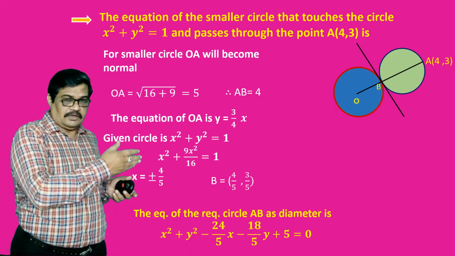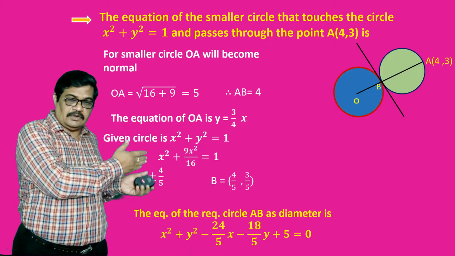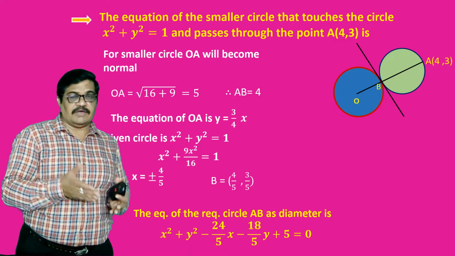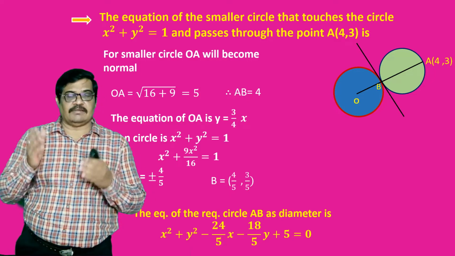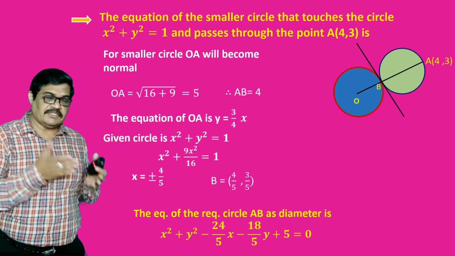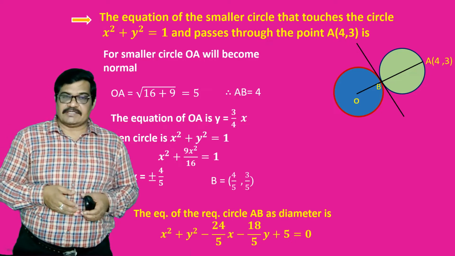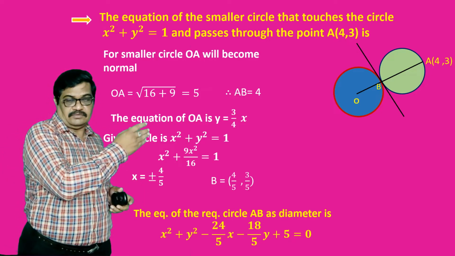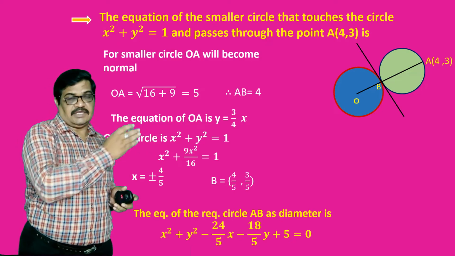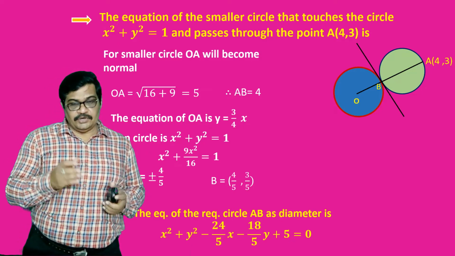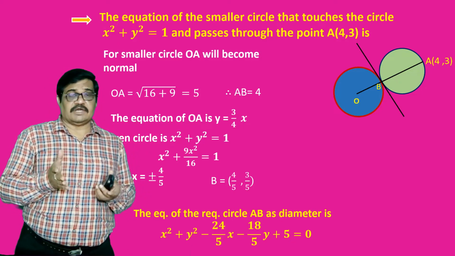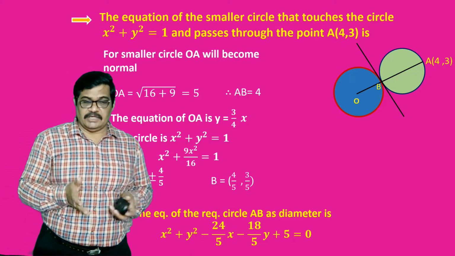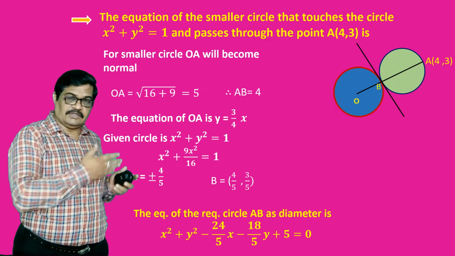Firstly, we have to say that OA is the normal. If it is normal, every normal passes through the center of the circle. So AB is the diameter of the required circle. Therefore, the required equation of the circle with AB as the diameter. So we know the equation of the circle from the diameter endpoints. Here A is (4, 3) and B is (4/5, 3/5).